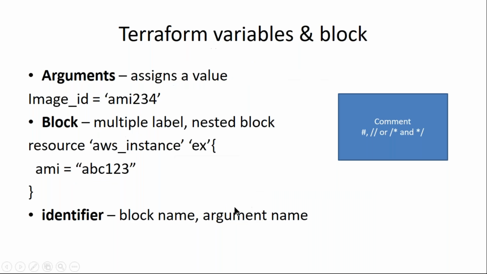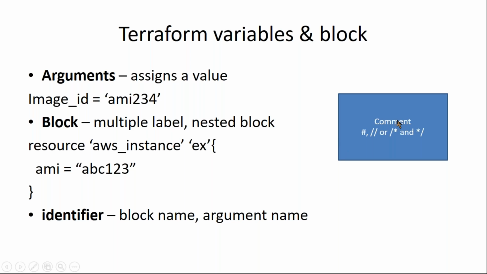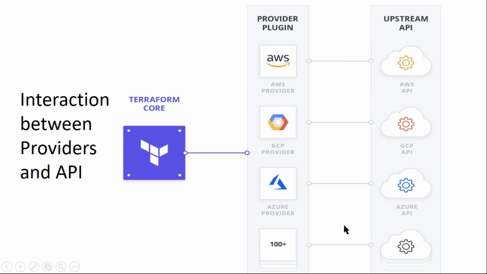So you can have multiple names for the same. That is possible, and we can also have nested blocks. A block can contain another set of blocks. And if you want to give a comment, you can use the hash, you can use double slash, you can use just like Java style, slash star, and ending with star slash. So these are the different syntaxes which you can use in your Terraform variables and blocks. So that is a simple basic about Terraform coding.